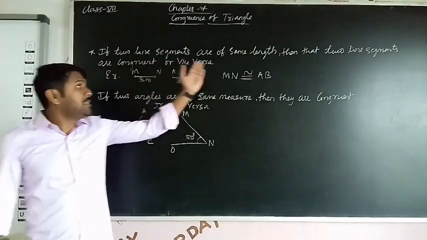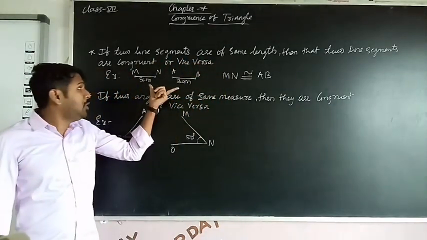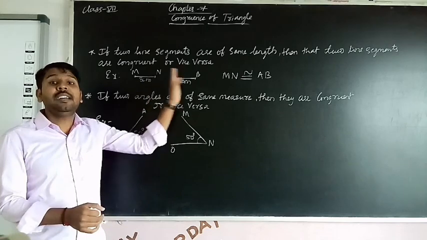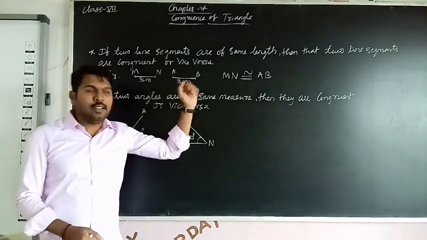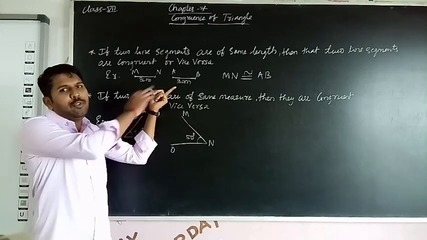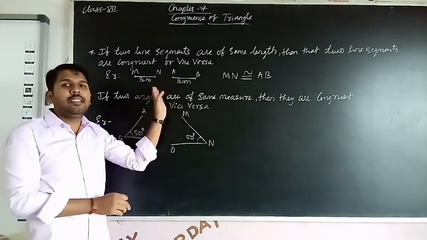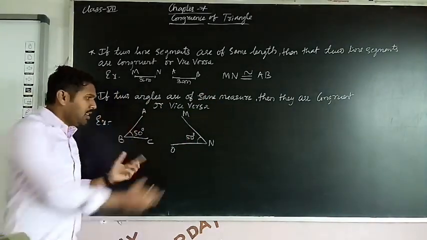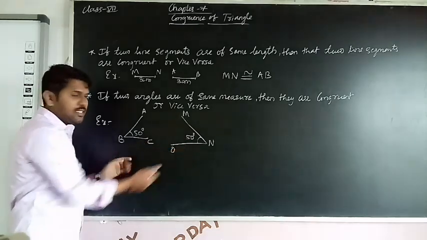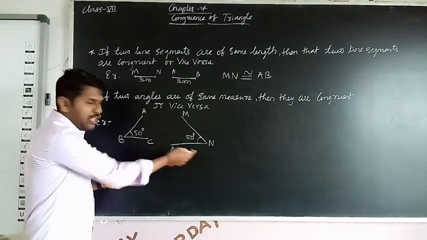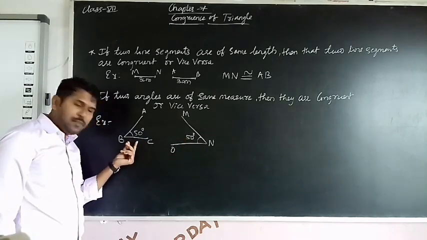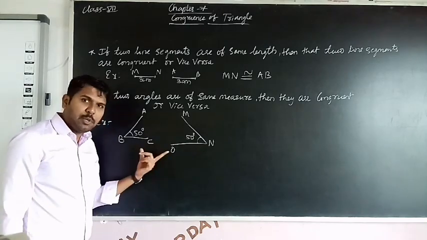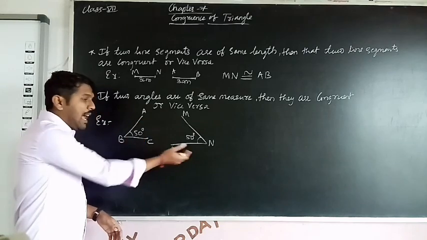So here, if two line segments are of same length, then those two lines are congruent. Or if two line segments are congruent, that means they are of same length. Okay, just vice versa. If the lines are same, that means the two lines are congruent. If two lines are congruent, that means those two lines are of same length. And second one, angles. If the angles, these two angles measure is 50 degree. Okay, if the measure of two angles is same, or if the measure of two angles are same, that means those angles are congruent.